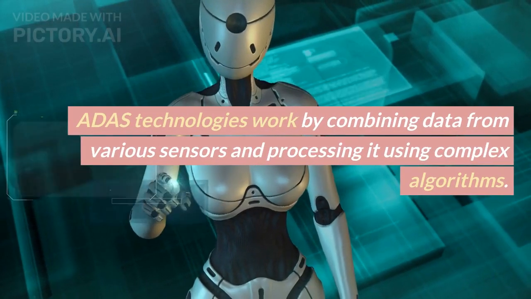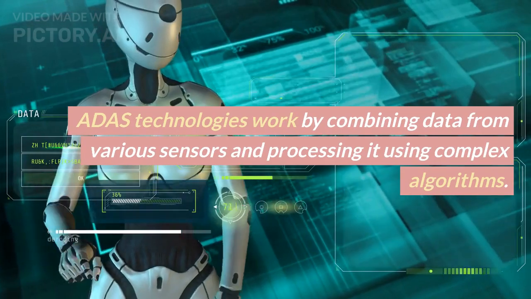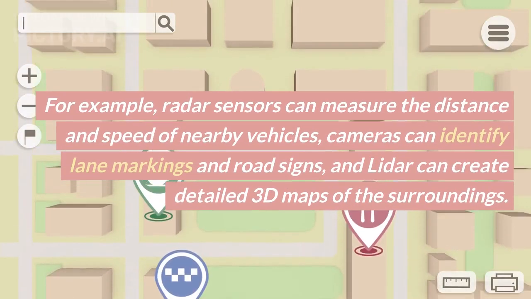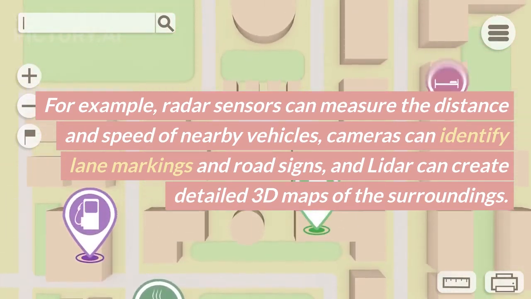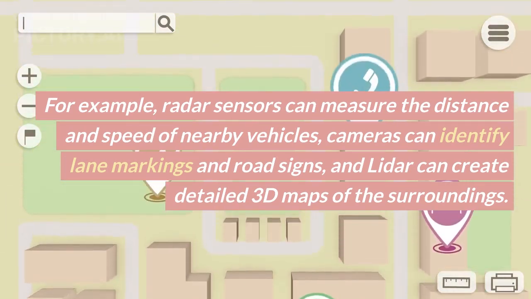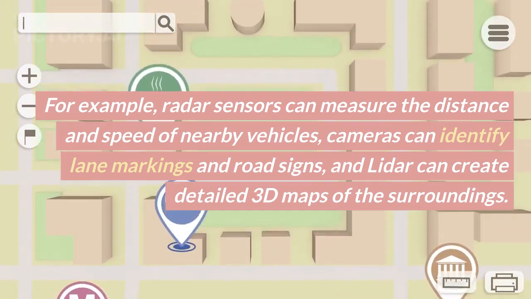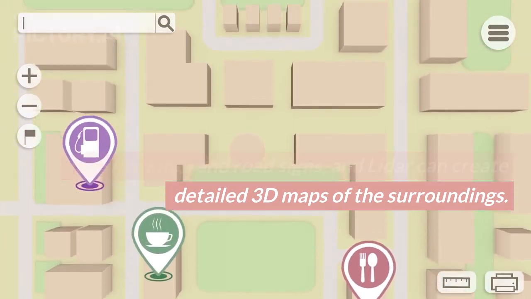ADAS technologies work by combining data from various sensors and processing it using complex algorithms. For example, radar sensors can measure the distance and speed of nearby vehicles, cameras can identify lane markings and road signs, and LiDAR can create detailed 3D maps of the surroundings.